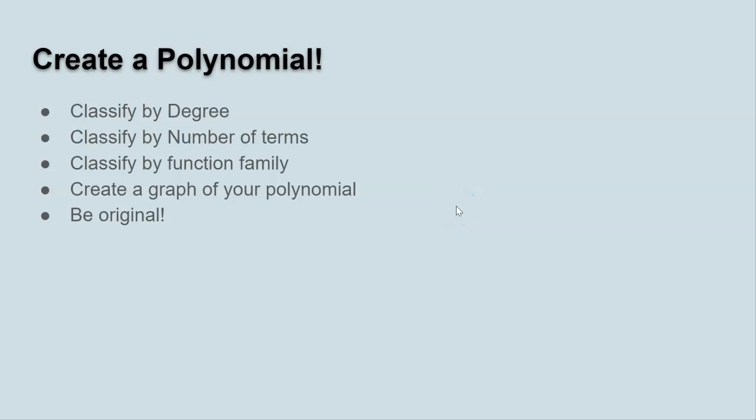The last slide is simply create a polynomial. So they can go into Desmos and type it out, or math.new. Classify by degree, so they'll need to add text that describes this by degree, describe it by number of terms, classify by the function family. Is it linear, quadratic? Maybe it's cubic. I mean, they could do that now because they know that. If it's a degree higher than that, they may have to do some research, which I'm absolutely okay with. If they want to get a degree 4, degree 5, they can look that up and get the function family name for those as well.